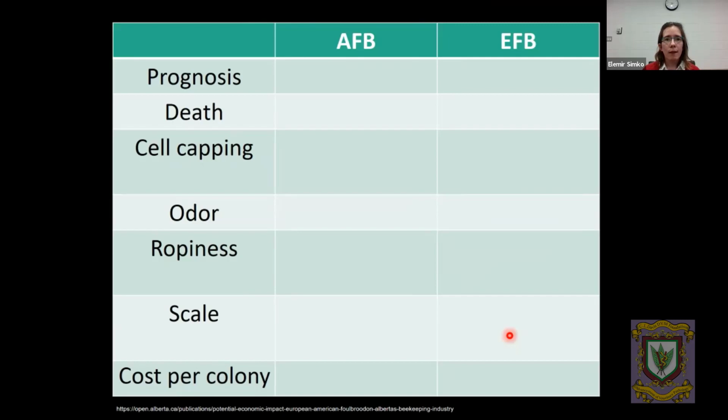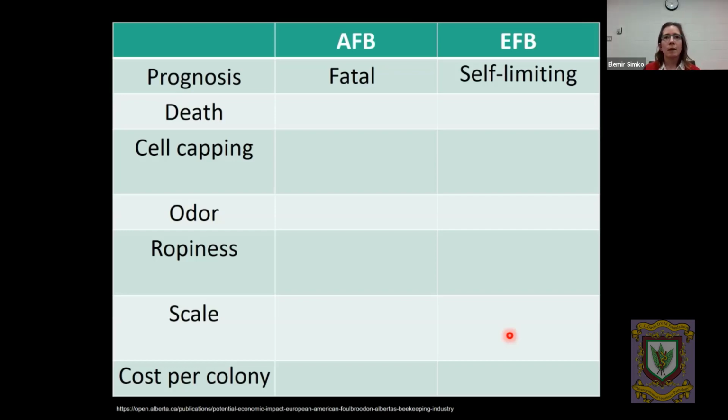So at this point, I think it is good to review the differences between American and European foulbrood, because the prognosis of these two brood diseases is quite different. American foulbrood is invariably fatal to the larva and ultimately to the colony, giving a very poor prognosis. In contrast, European foulbrood is typically a self-limiting disease, and colonies are able to spontaneously recover.